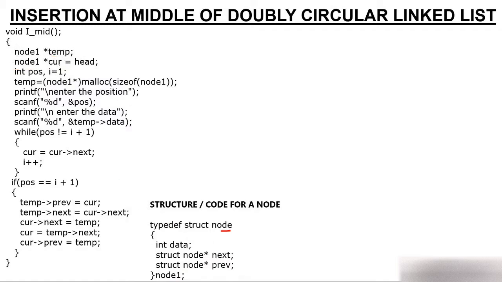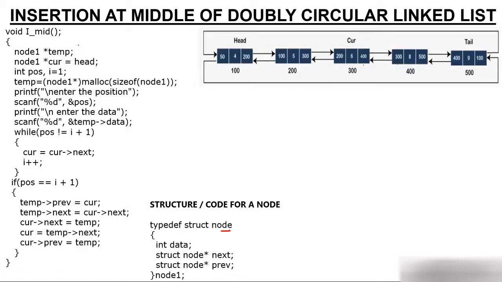Okay, let's move on. If you want to see your linked list, here is a doubly circular linked list where there are 5 nodes: head and tail, and after that 3 nodes. You have initialized the current pointer with head. What is head? 100. So current will come to node 100. Now what is your job?